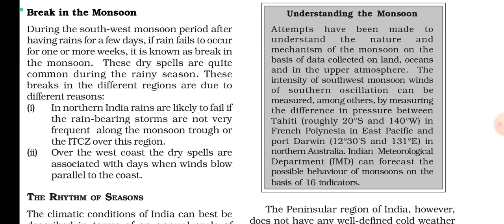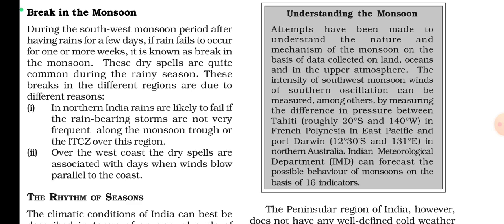In northern India, rains are likely to fail if the rain-bearing storms are not very frequent along the monsoon trough or the ITCZ over the region. Over the west coast, the dry spells are associated with days when winds blow parallel to the coast. So, break in the monsoon.